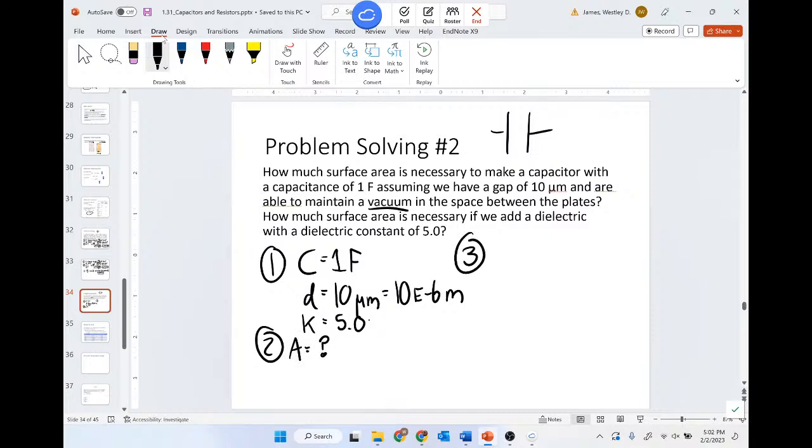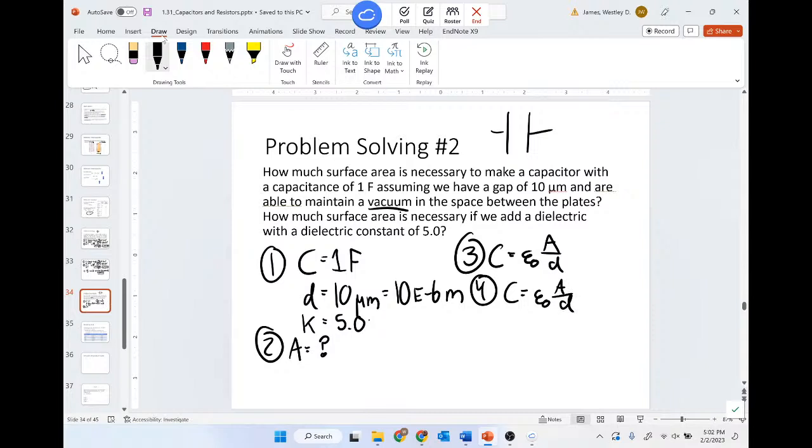Step 3, what's the equation that relates capacitance, distance, area? We only have one. Capacitance equals epsilon naught A over D. It is a simple plug and chug problem. I'm going to go ahead and rearrange for A. I don't know if it matters where I do that. Sure, let's do it in step 4. So C equals epsilon naught A over D.